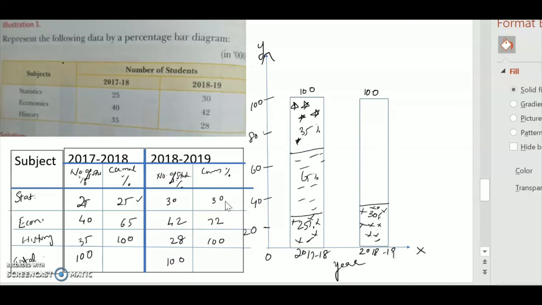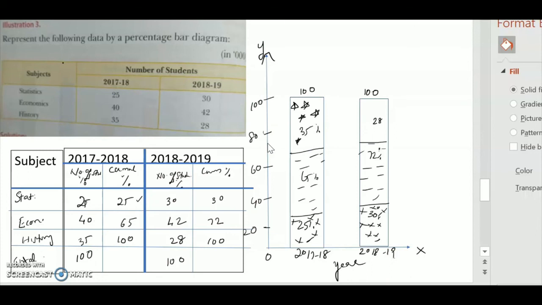Okay, so which one is the next value? 42, that is cumulative percentage 72. So from the y-axis we have to take 72. It will come almost here. Corresponding to that I have to draw 72 here. I am writing 72 percentage, and the same design I am giving here also. And the remaining part here is 28 only.